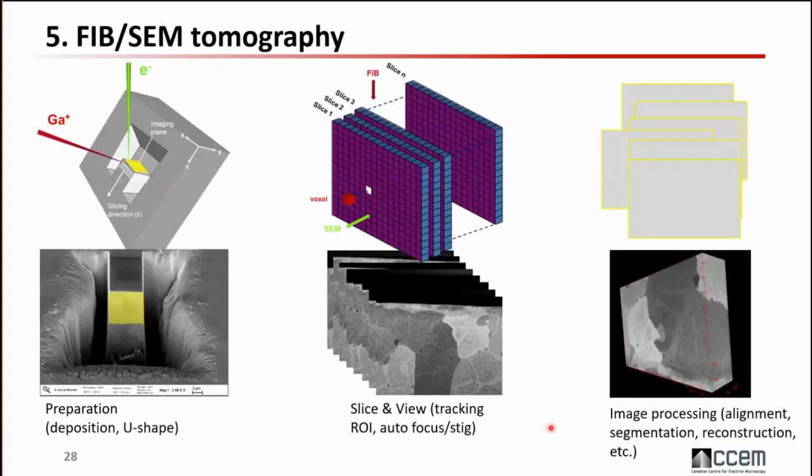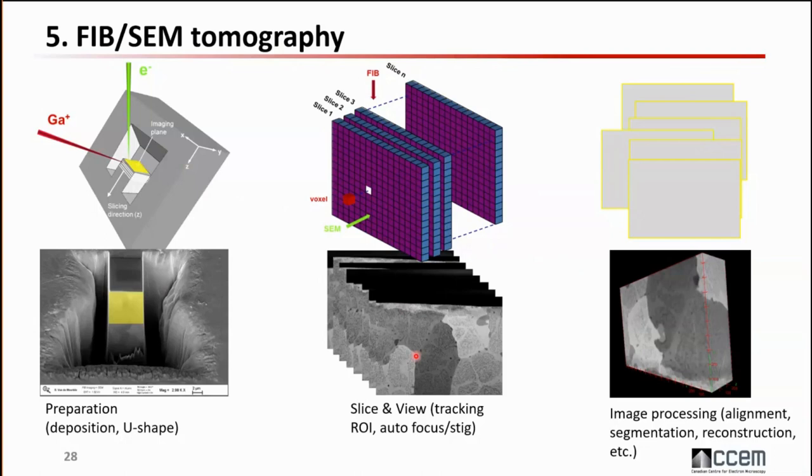Concerning tomography in a FIB or in a PFIB, it is typically composed of three steps. You start your experiment by preparing the sample. That means you need to choose the right deposition as we have discussed. You might remove the material around your area of interest, like this in a U shape, to avoid shadowing of your signal to your detectors. After that, you put your sample into this position. You do your slicing.